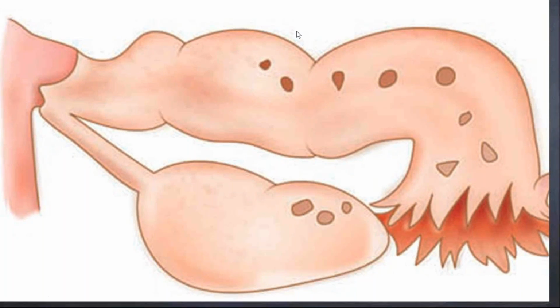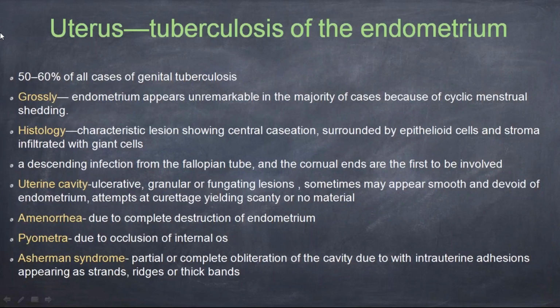Next, once we have covered the fallopian tubes, next comes the uterus. In 50 to 60% of cases of genital tuberculosis, the uterus and the endometrium are involved. So what do you see? Grossly, there is cyclical menstrual shedding, and there is nothing much you can see grossly. But when you see the histological examination of the endometrium, what do you see? Caseation surrounded by epithelioid cells, stroma infiltrated with giant cells, and it may be a descending infection from the fallopian tube. The cornual ends are first involved in the uterus because it descends from the tube.